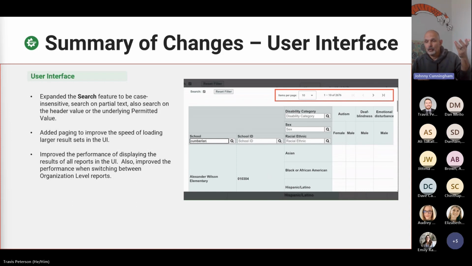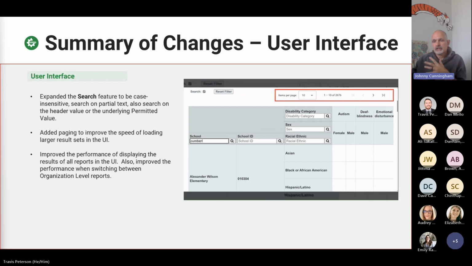So it can do what's on screen, the header, or it can also do the permitted value, which is actually stored underneath. It's not something we display on screen, but it can filter on that if you're more comfortable using the permitted values. So the search feature is now a little cleaner, a little easier to use. One of the other things you can see highlighted in red on the upper right is that we added paging.